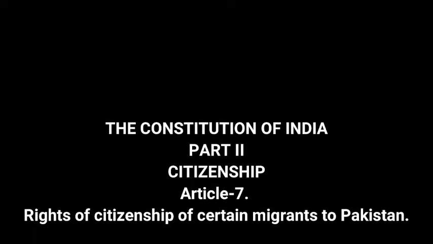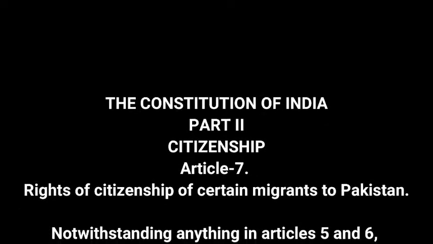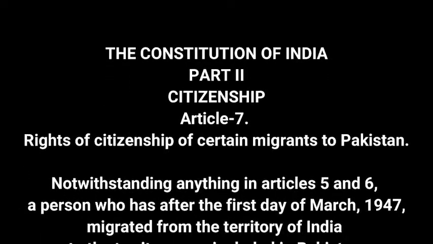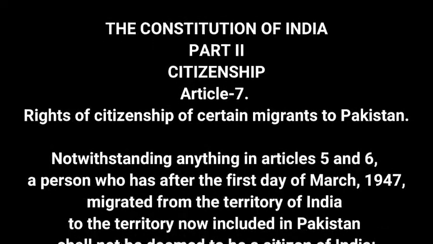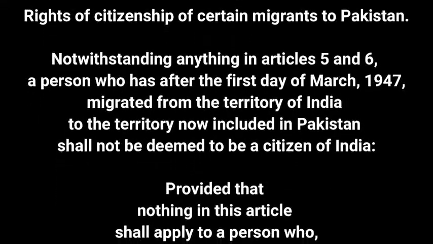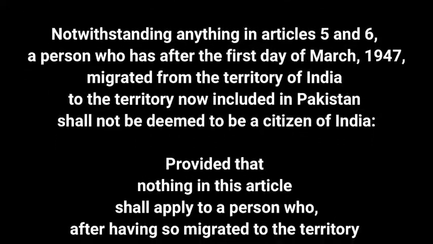Constitution of India. Part 2. Citizenship. Article 7. Rights of citizenship of certain migrants to Pakistan. Notwithstanding anything in Articles 5 and 6, a person who has after the first day of March, 1947, migrated from the territory of India to the territory now included in Pakistan shall not be deemed to be a citizen of India.